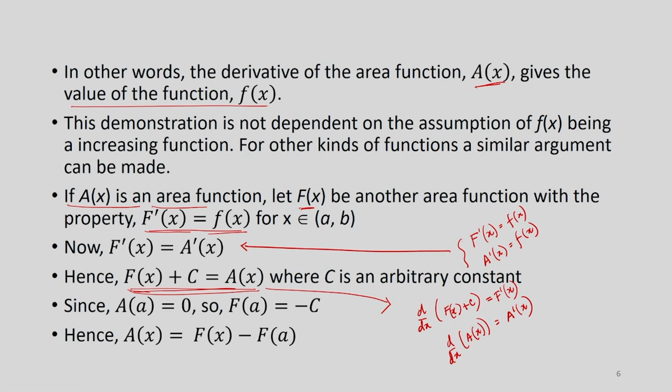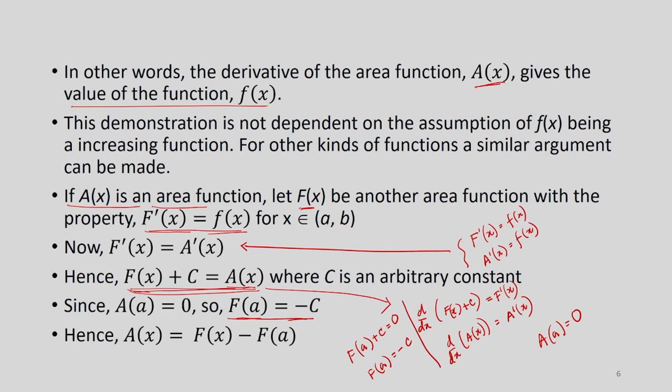Okay. Now, put small x is equal to a, right. If you put small x is equal to a, then on the right hand side I know what is A of a, it is equal to 0. That is how capital A, this function, has been defined. So, therefore, F of a will be equal to minus c, right, because F of a plus c is equal to 0. So, F of a is equal to minus c.